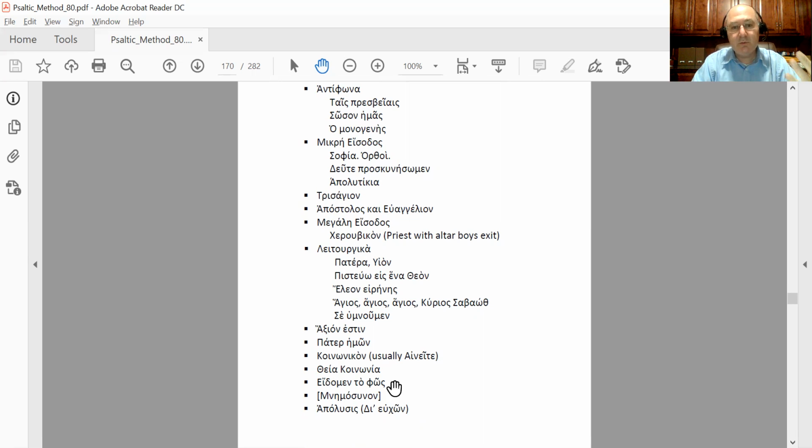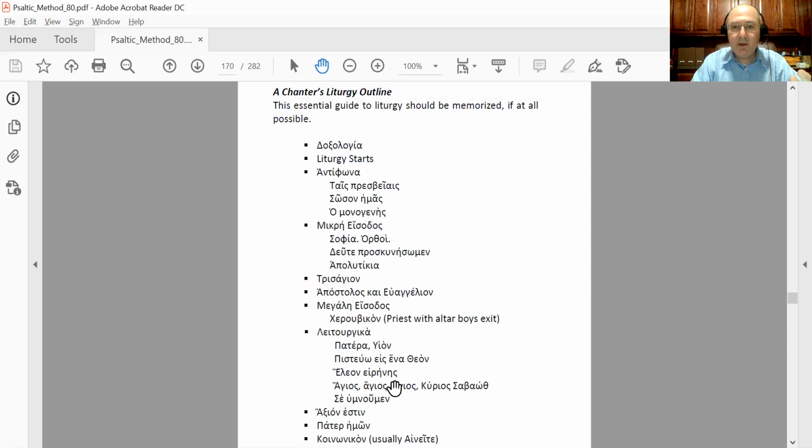So this is a rough outline that you should make every effort possible to memorize. You shouldn't be trying to memorize it now, but when we go through the liturgy and we hit one of these milestones, if you remember it, come back to this list and say, okay, where am I at now? Am I here? Am I in the middle? Am I kind of like at the end? And that is going to help you orient and be a better chanter by memorizing this sequence.